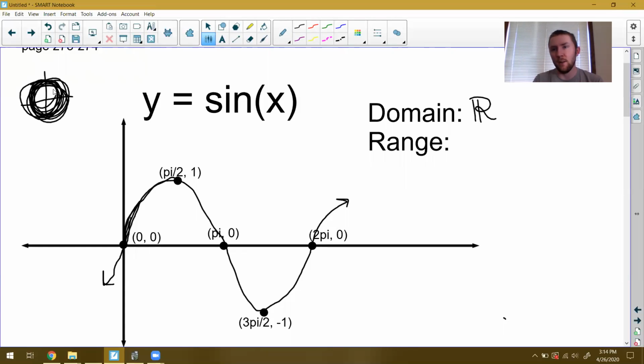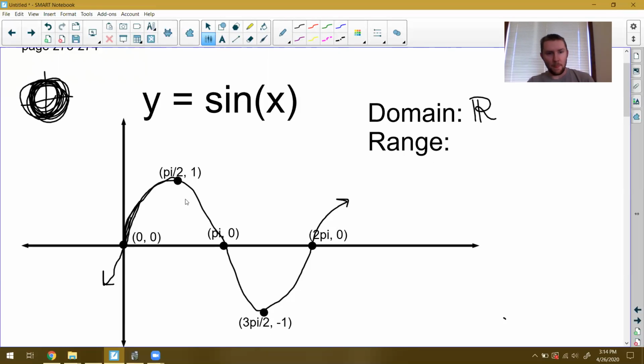Sine of 2, sine of 3 pi, sine of 47, sine of 683. It doesn't matter. They'll all work out okay. But the range for this function is very restricted, right? There's only specific values that I can get as my y value, right?